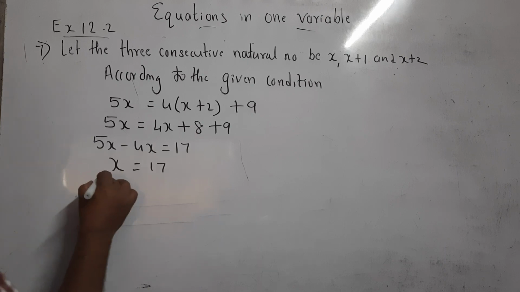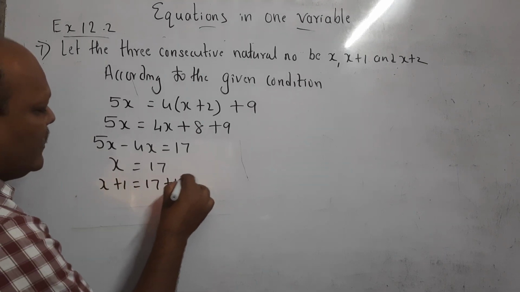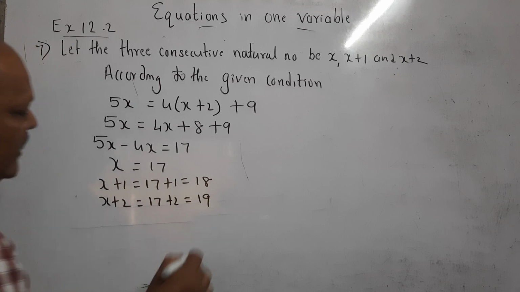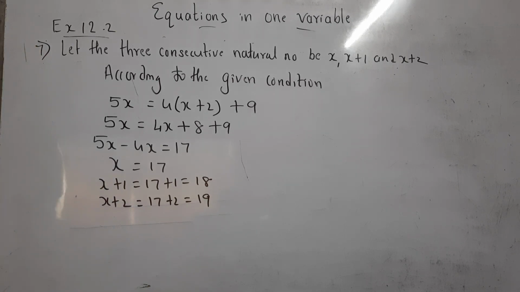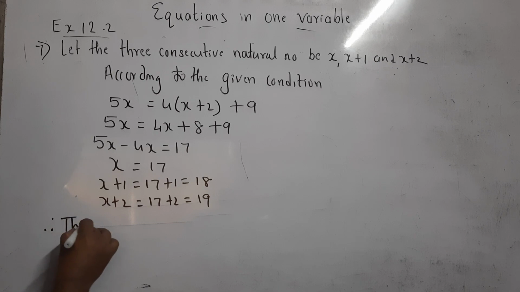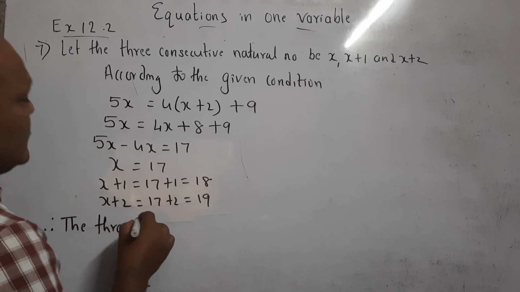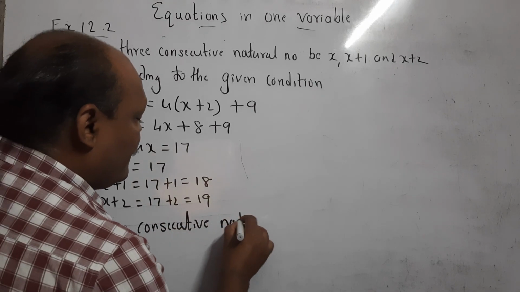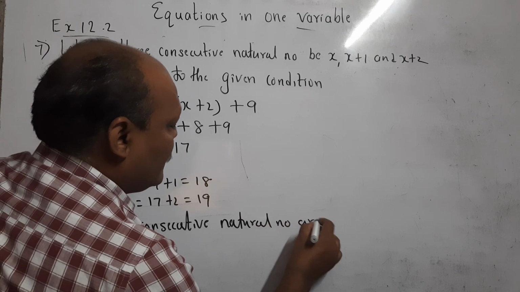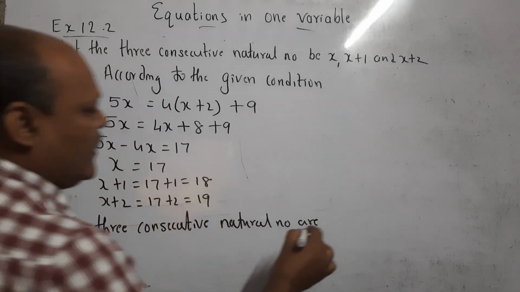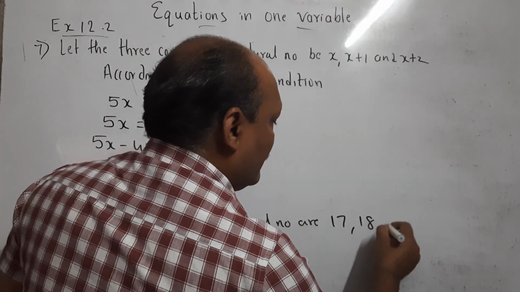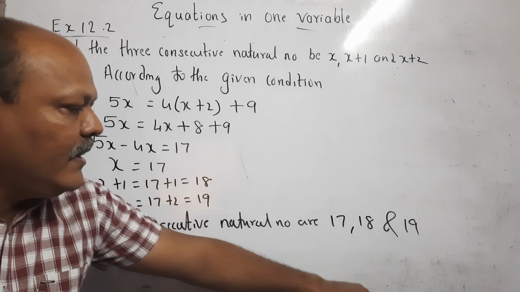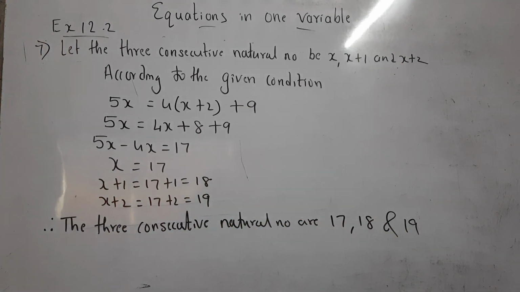How much did we get for x? 17. Then x plus 1 is 17 plus 1, that is 18. And x plus 2 is 17 plus 2, that is 19. Therefore, the 3 consecutive natural numbers are 17, 18 and 19. What answer did we get? The 3 consecutive natural numbers are 17, 18 and 19. This was the 7th sum.